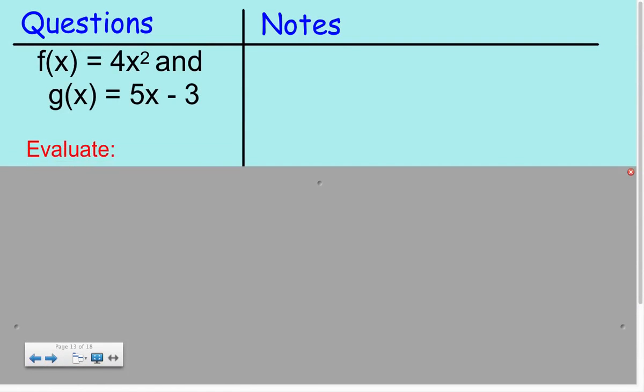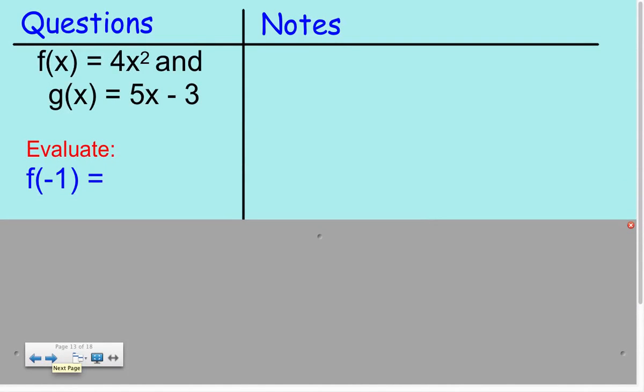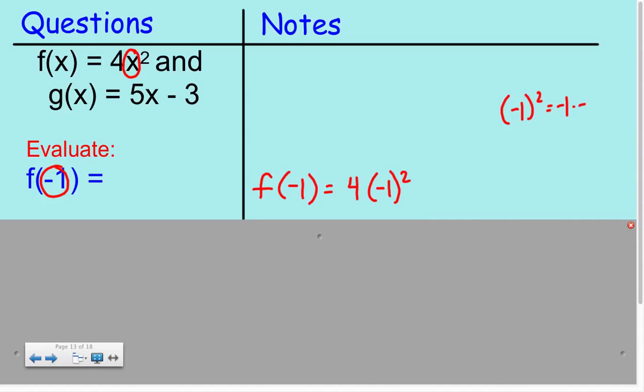All right, 2 new equations. We're going to do the same thing. So the first one, f of negative 1. I'm going to write down f of negative 1, and then I'm going to replace negative 1 into my x value. So 4 times negative 1 squared. This is just like the last one, where if I have negative 1 squared, it's the same as negative 1 times negative 1, which equals positive 1. So 4 times positive 1 equals 4.